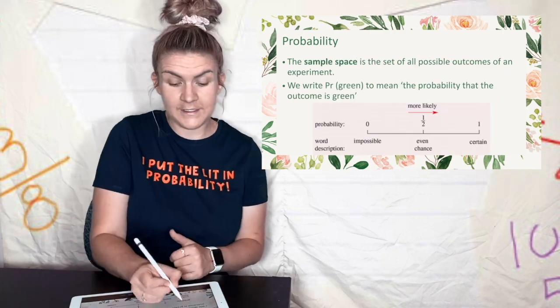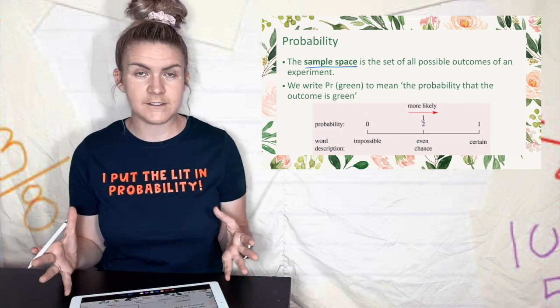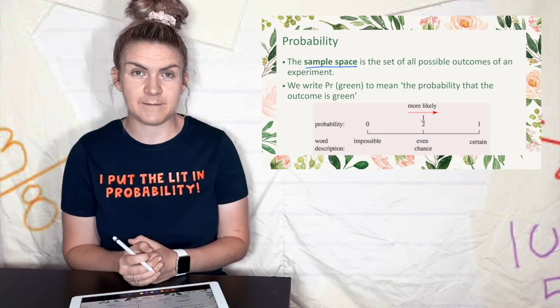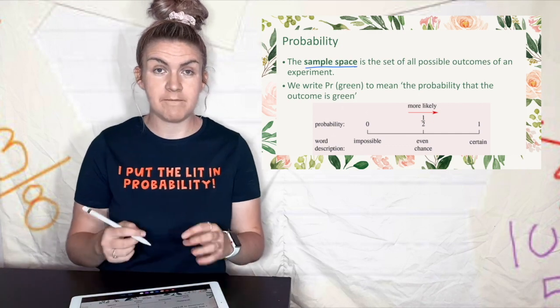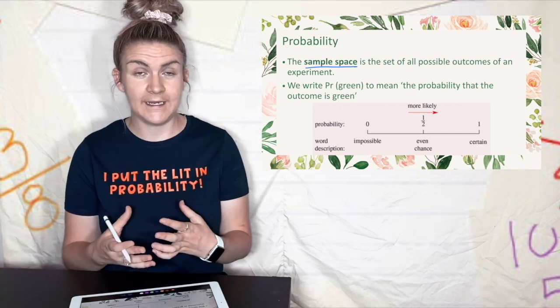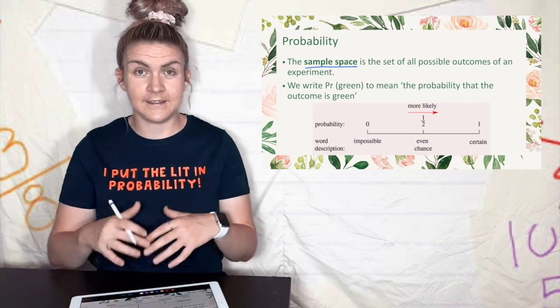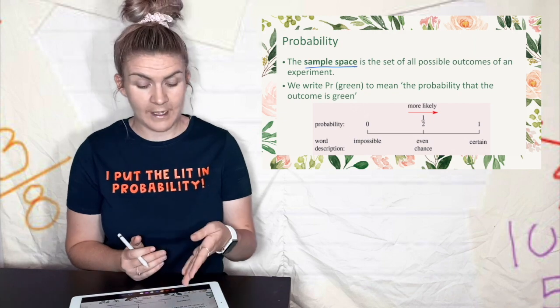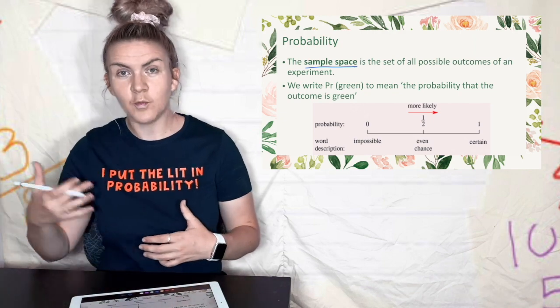We have another word here, sample space. And this is a list of all the different possible outcomes that could come from an experiment. Whenever we are calculating the probability, we always write PR to represent probability, and then we put the event or situation that we are analyzing in brackets. For example, we have here PR green, which would represent the probability that the outcome was green.